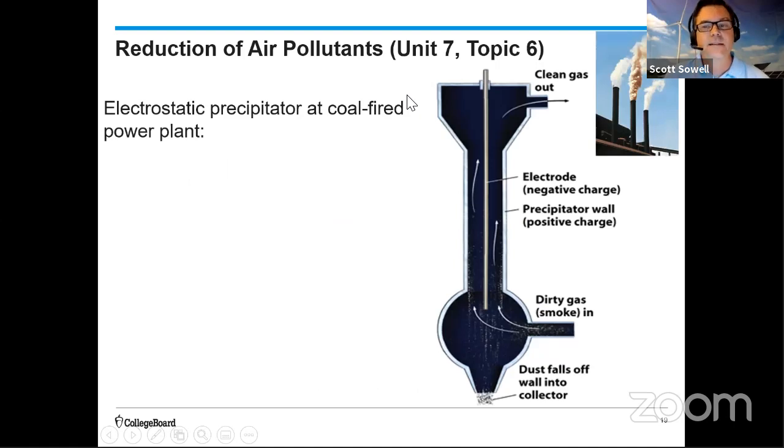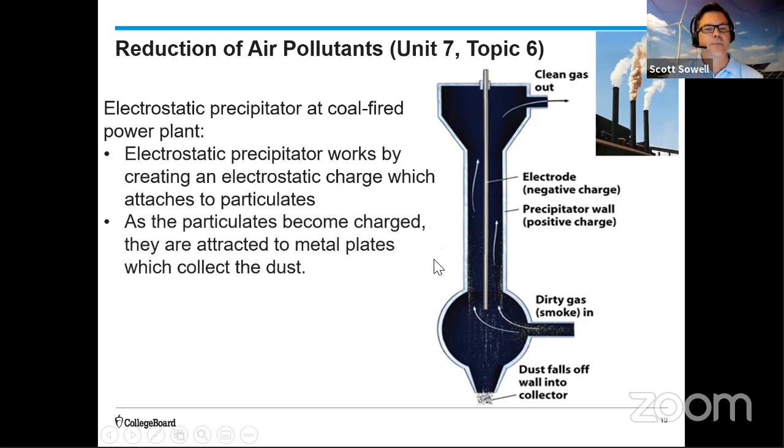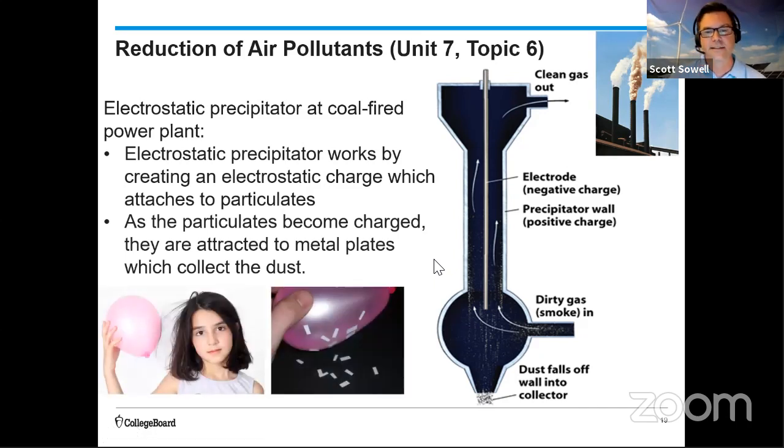So another device that is often used at coal-fired power plants is an electrostatic precipitator. So in essence, what happens is the smoke comes in through the bottom. The particles are charged, so there's an electrical charge given to them that attaches them to the plate, and then they fall down. So again, you're collecting them into the bottom that can be hauled off. So it works by creating an electrostatic charge, which attaches to the particulates. And as those particulates become charged, they attract to the metal plates and then fall down as dust.